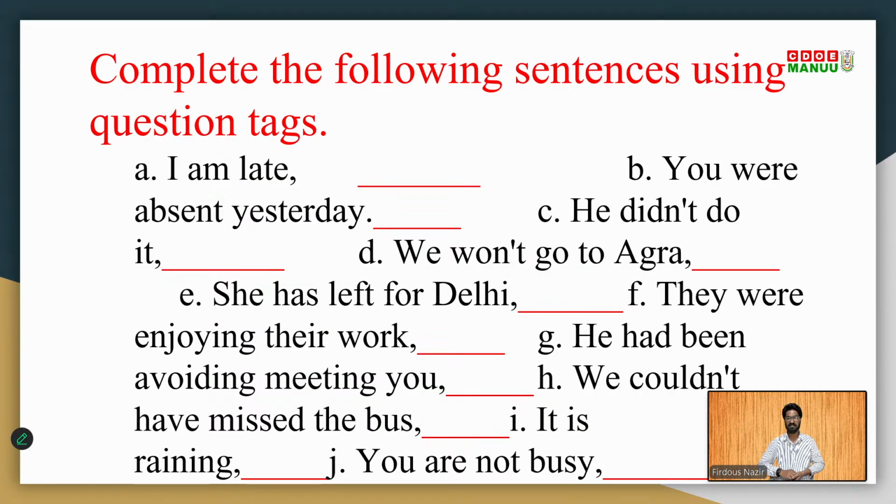We couldn't have missed the bus. So we have here couldn't. Negative statement. Could we? A positive question tag will be used for this. Could we? It is raining, isn't it? You are not busy. Are you? Right? Yes.